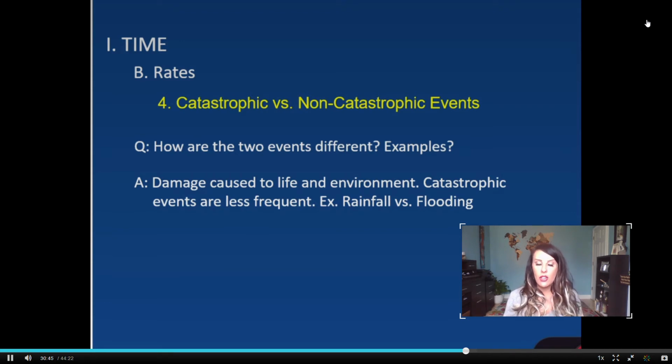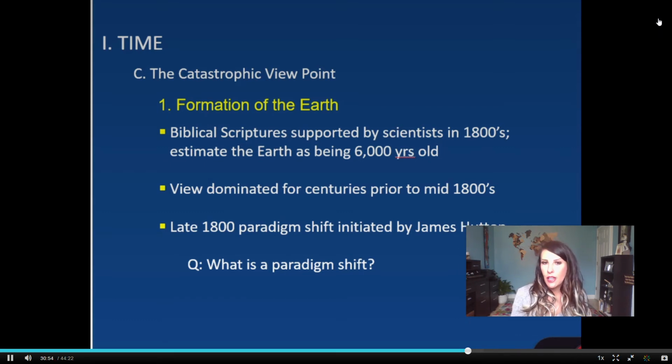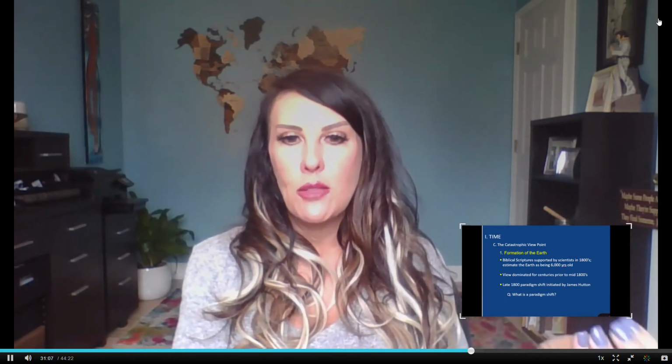So catastrophic versus non-catastrophic events. And we like to do this in geology because there was something that was called the catastrophic viewpoint. And it's really where the basis of our science formed. So I mentioned that it wasn't until 1865 that we had a geology textbook. And so describing geology prior to that had to do with the catastrophic viewpoint, and not just in geology, but in all of science.